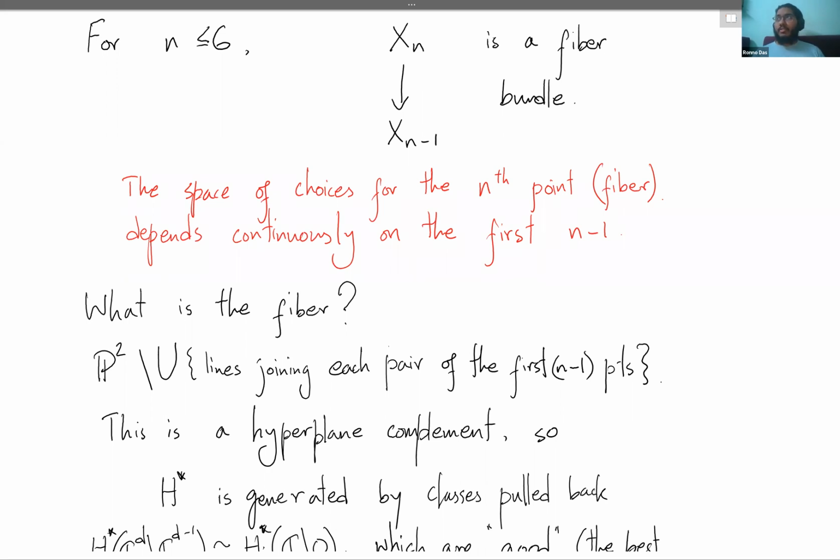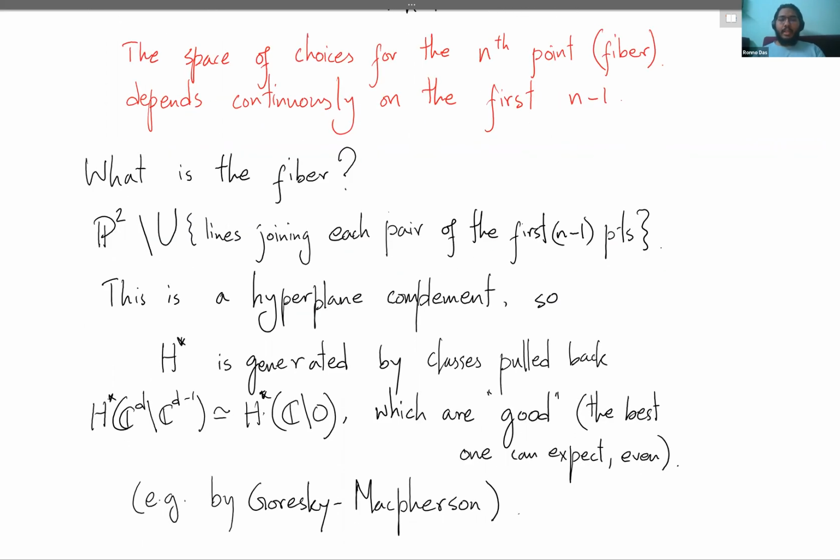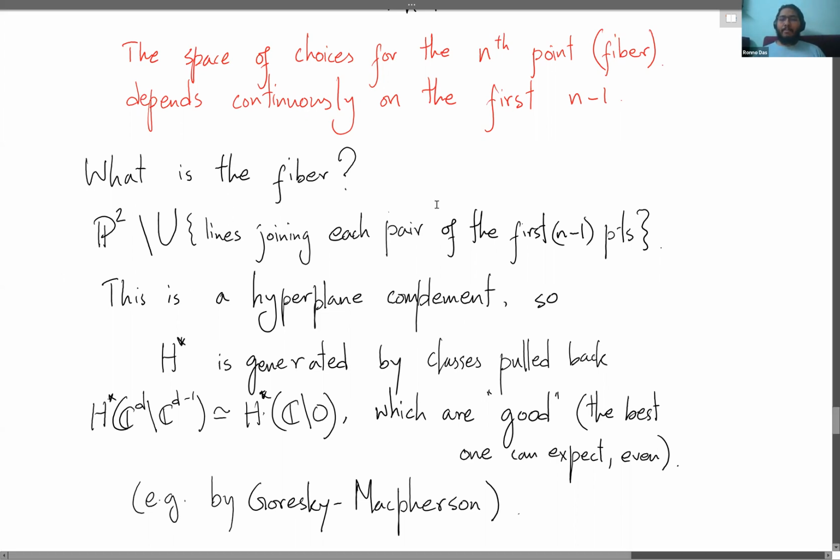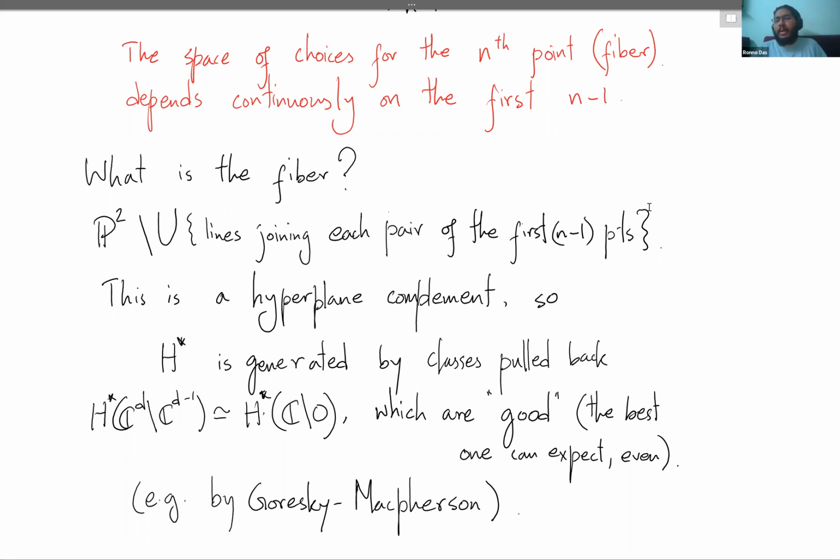And a lot of things are known about hyperplane complements. What's relevant for us is that their cohomology is generated in degree 1. They're generated by classes pulled back from essentially a hyperplane in one-dimensional complex space, so the point 0. And these classes are sort of the best one can expect in this context. For example, this follows from Goresky–MacPherson, who give a complete presentation of the cohomology algebra for hyperplane complements, and maybe in some more generality.